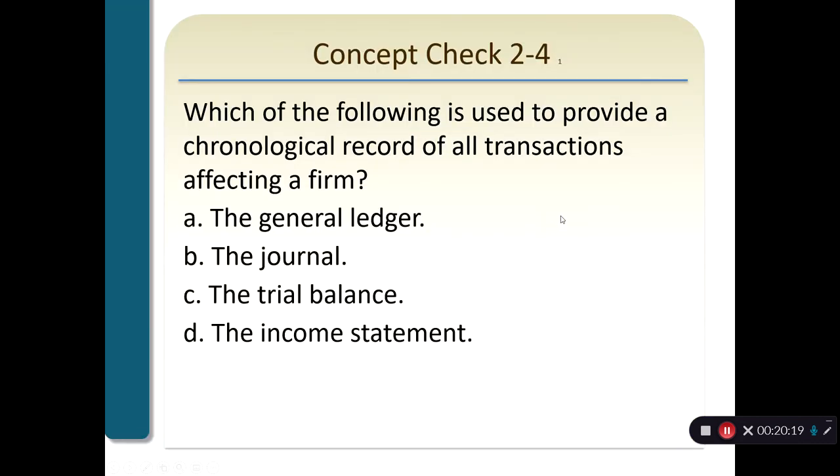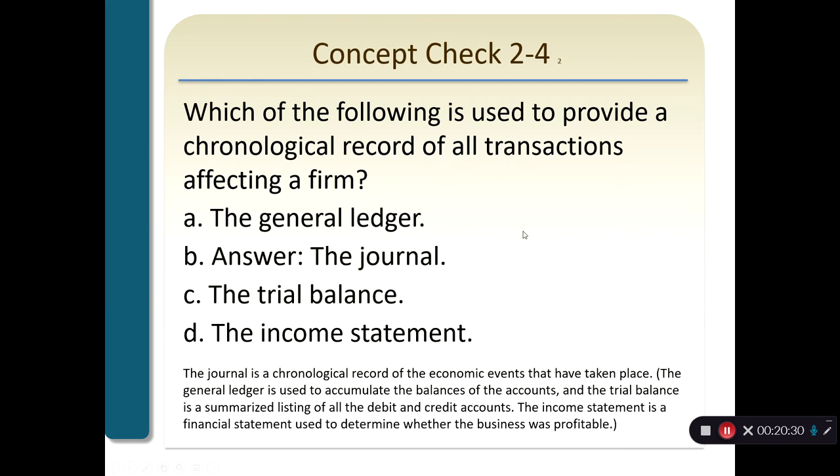Okay, so let's do a concept check. Which of the following is used to provide a chronological record of all the transactions affecting the firm? Of course, the journal, right? The journal is a chronological record of the economic events that have taken place. The general ledger, which is choice A, is used to accumulate the balances of the accounts. And the trial balance is a summarized listing of all the debit and credit accounts for a specific date, okay?